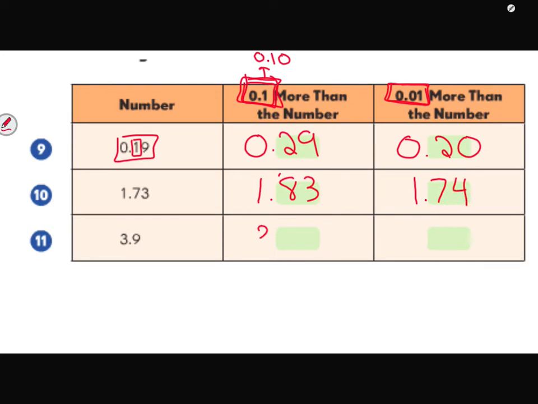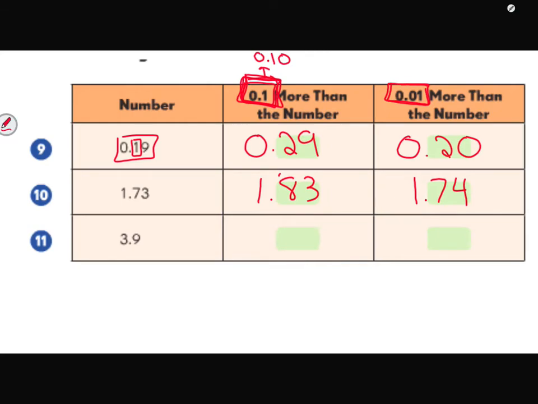Last one right here, if I have 3 and 9 tenths, and again, I'm adding 1 to the tenths place. Well, if I add 1 to the tenths place here, I would make my 9 a 10. I can't put a 10 in my tenths place. I have to regroup. As soon as I have 10 of something, I have to regroup it. So then I know that I'm adding 1 to the whole.